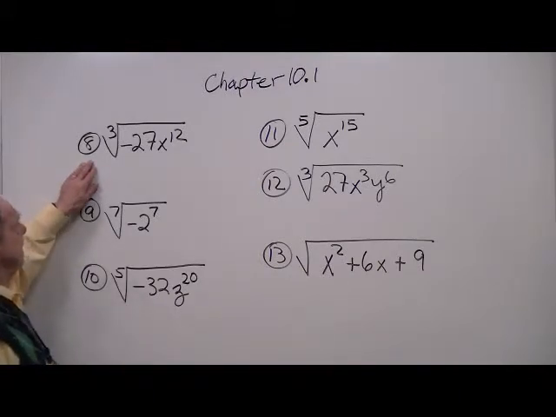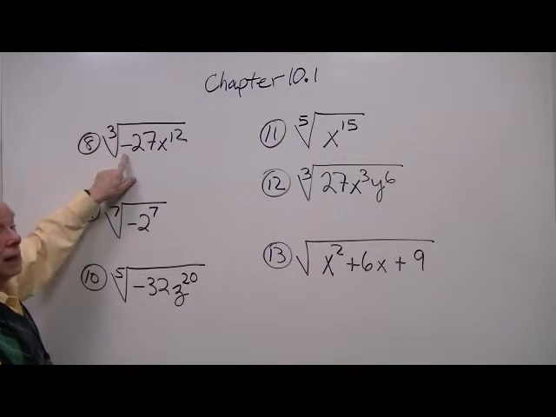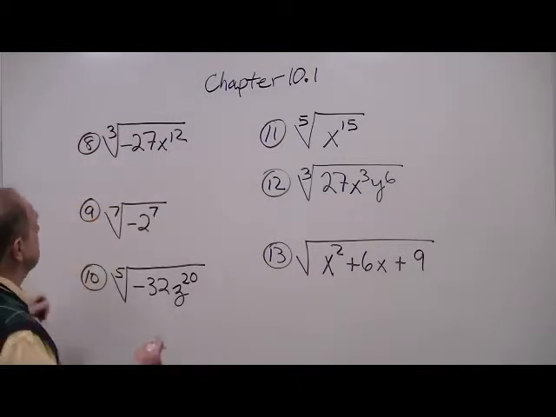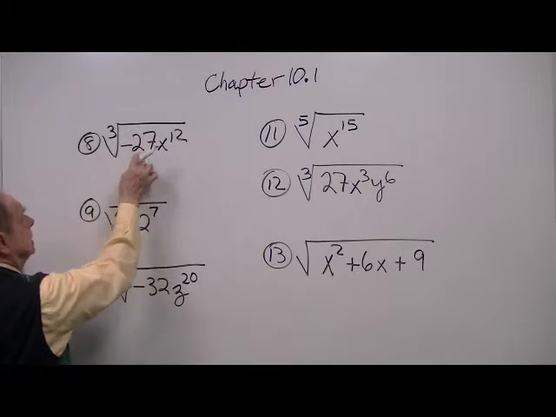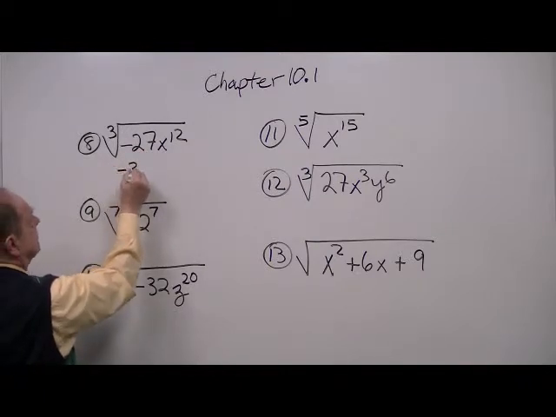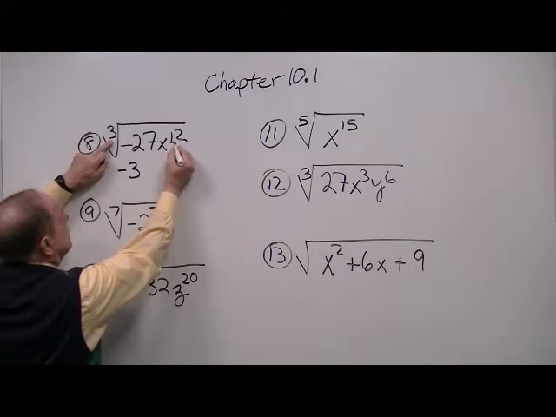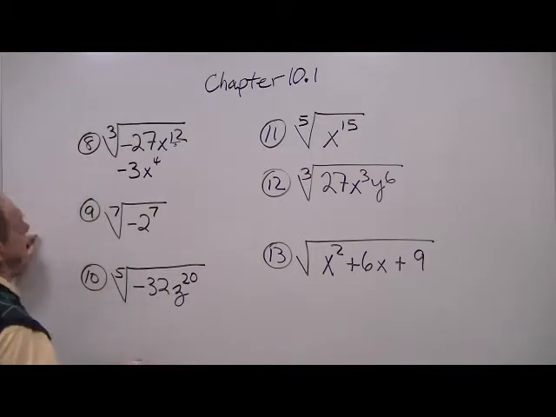In example 8, notice the index number is 3. It's odd, so it's okay to have a negative under the radical sign. So negative 27 is a perfect cube, so this is going to be a negative 3. And then we take our index number, divide it, x to the 4th.